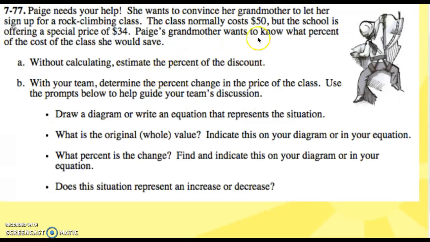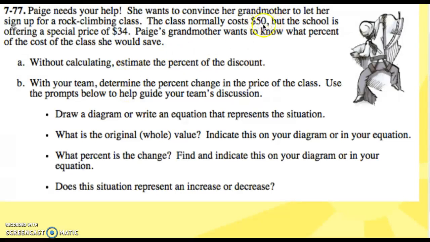So when I think about this, the easiest place for me to start would be 50%. So if the class costs 50% less, it would be half of $50, which would be $25, but it's more than that. So then I think half of $25 would be $12.50. So that'd be 25% would be $12.50.